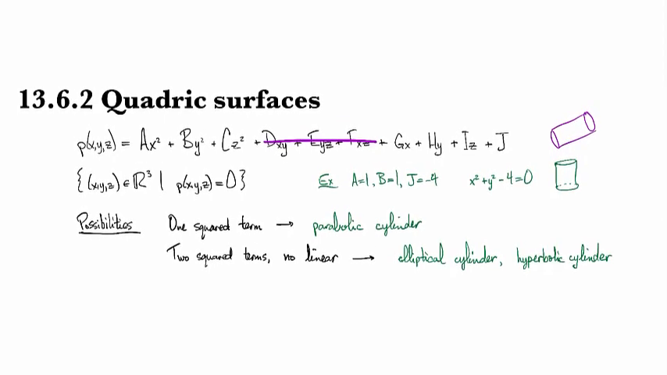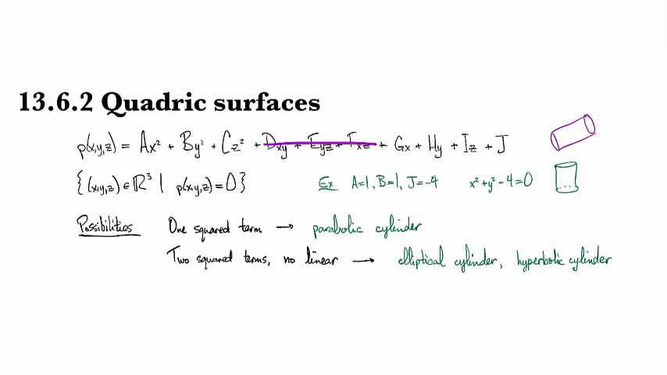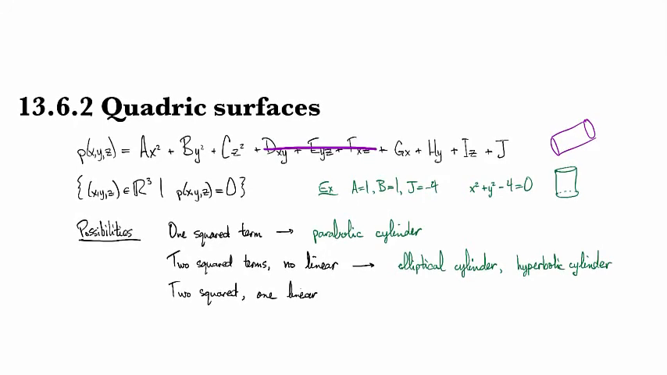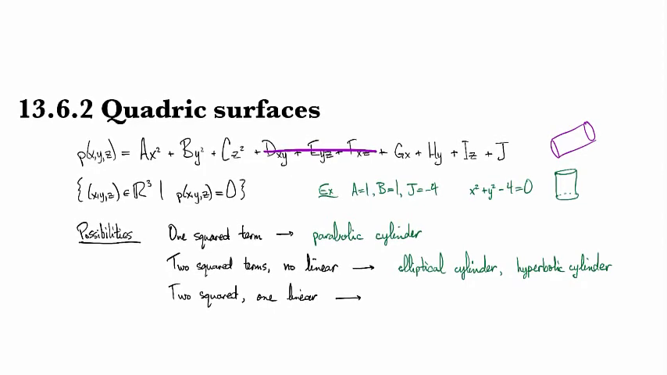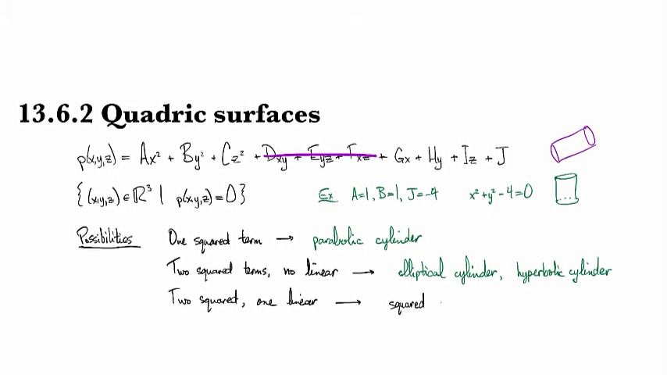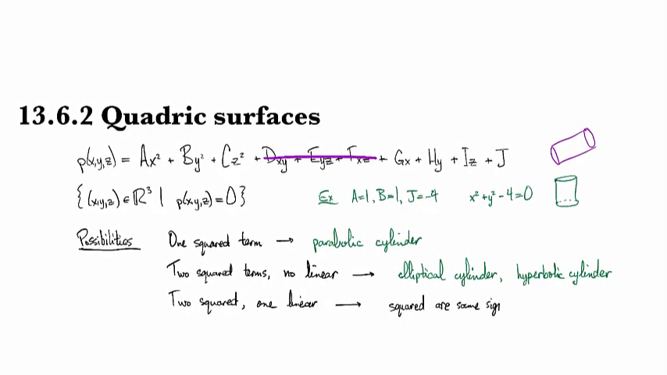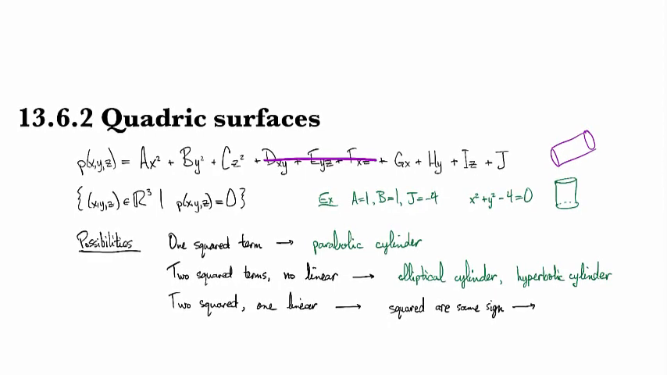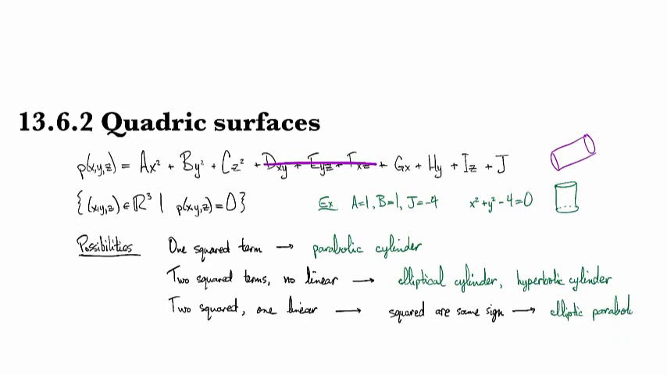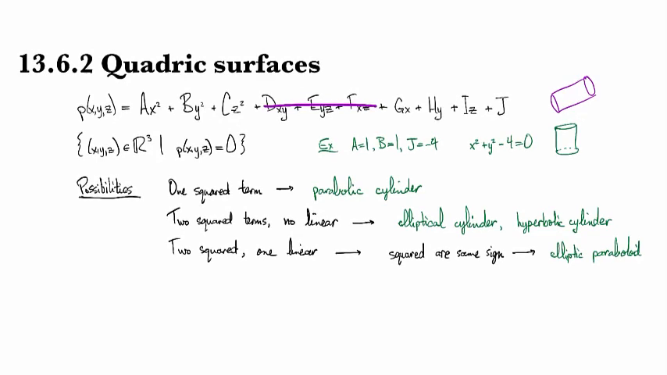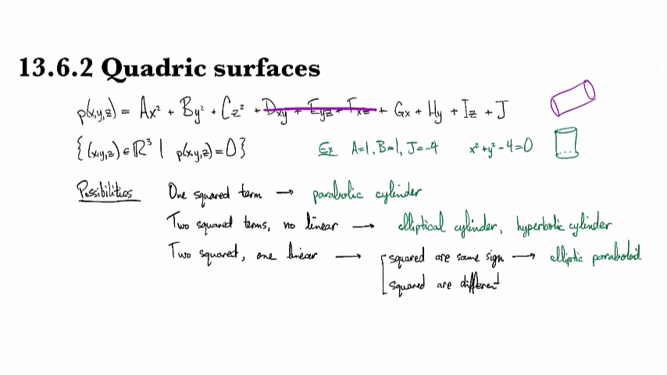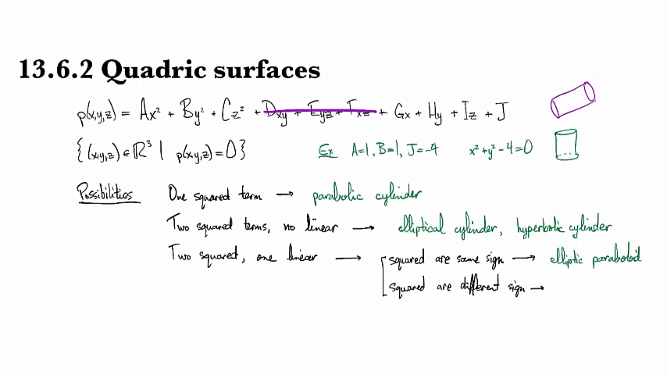And then if we have two squared terms and one linear term, then we'll write it in sort of the standard form. And if the squared terms are the same sign, so both positive or both negative, then that's going to give us what's called an elliptic paraboloid. And we'll look at an example in just a moment. And if these squared terms have a different sign, then we're going to get what's called a hyperbolic paraboloid.